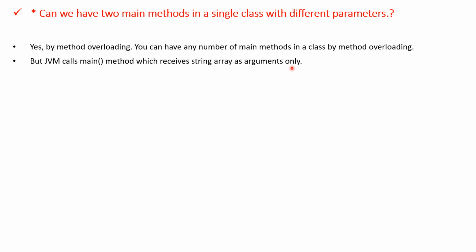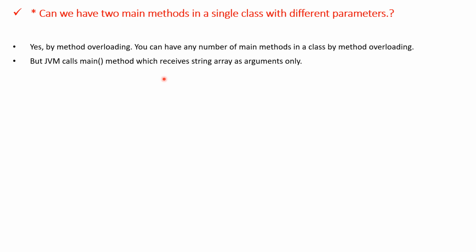We can have any number of main methods with different parameters, whether it is integer type, object, anything. But basically we give the string array as arguments. Only when the string array is given as arguments does the JVM call that main method. So the first answer to remember here is that we can have two or any number of main methods in a single class with different parameters, but the JVM calls only the main method which receives a string array as arguments.